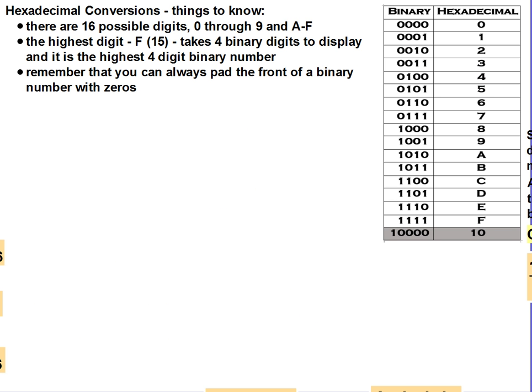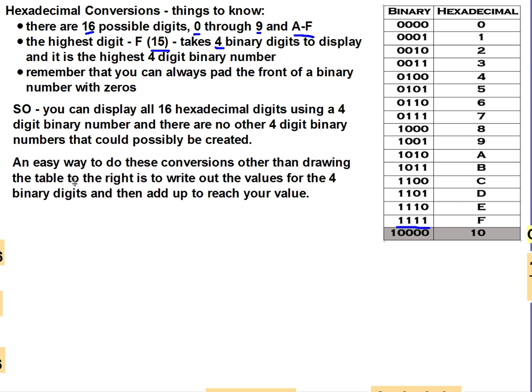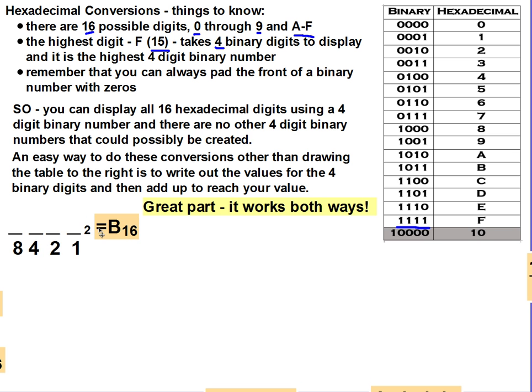And I'm pretty much going to follow the same process, the same algorithm here with my hexadecimal to binary conversions, except that remember I have 16 possible digits, 0 through 9, and A through F. My highest digit again is F is 15, takes up 4 binary digits. And if you look at my table, I've gone through every possible combination of zeros and ones with 4 binary bits. So I can display those, which makes this shortcut work. It's a really easy way to do it, without having to convert all the way into decimal. And again, this one is going to work both ways.